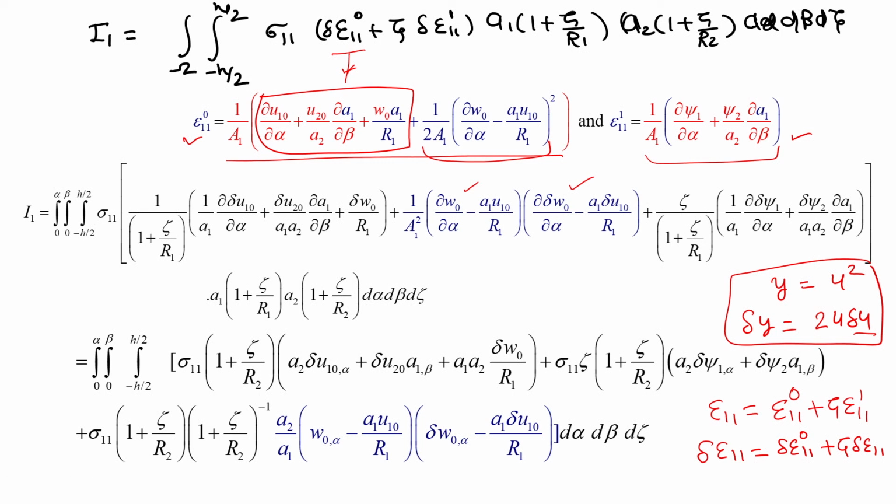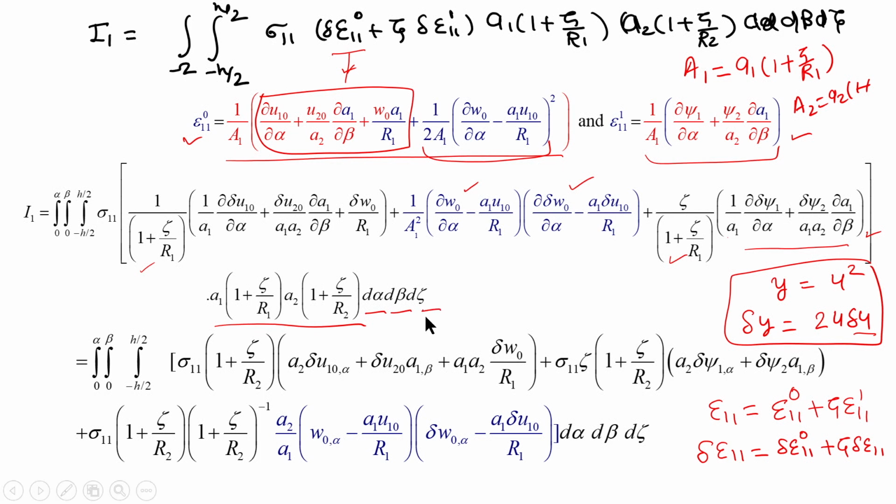Same way, if you take del psi 1 and del psi 2, zeta by 1 plus zeta by. So, here small a1 is kept inside, because we are going to use this in the definition itself. So, the dV, that a1 is small a1 into 1 plus zeta by r1, and what is a2? a2 into 1 plus zeta by r2, d alpha, d beta, d zeta.